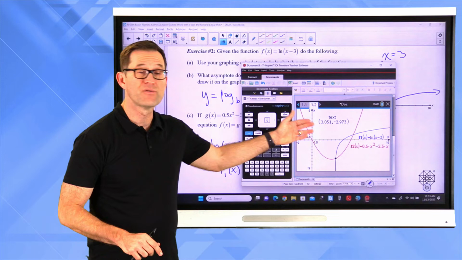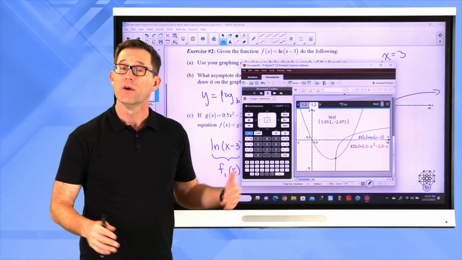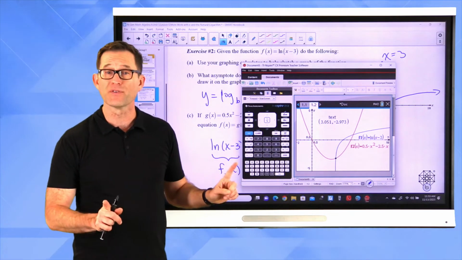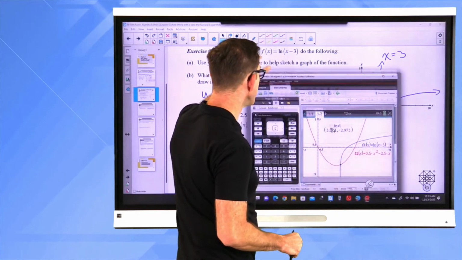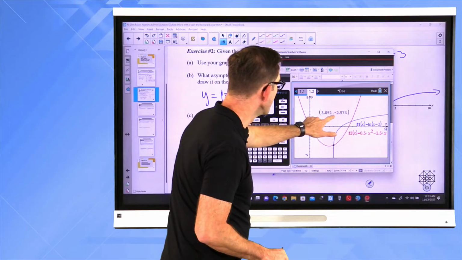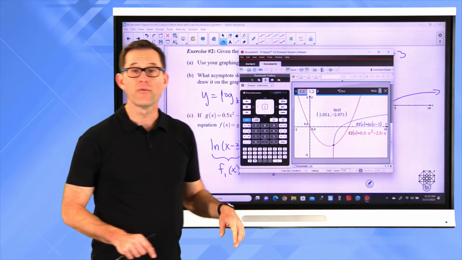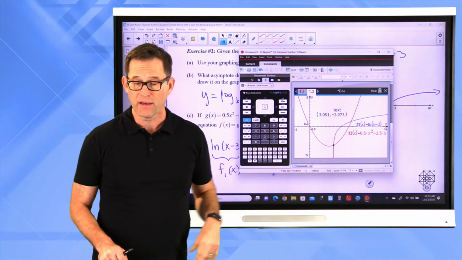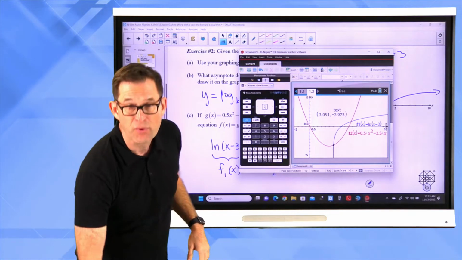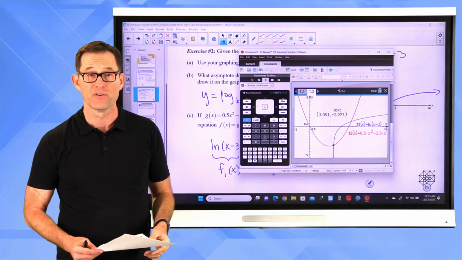Right, we've got this intersection at 3.051 comma negative 2.973. We'd want to label that on our graph, but ultimately, to the nearest 100th, one of our answers is going to be 3.05. And if you find the other intersection point, it's at 5.32.